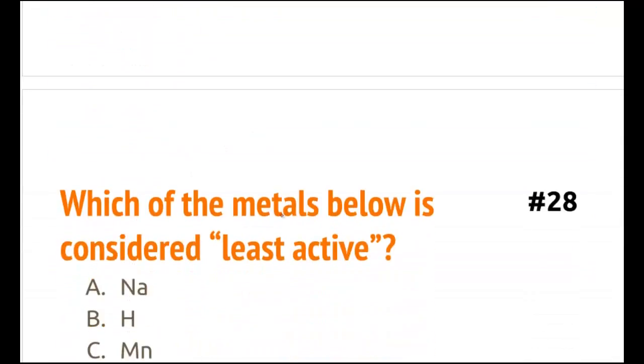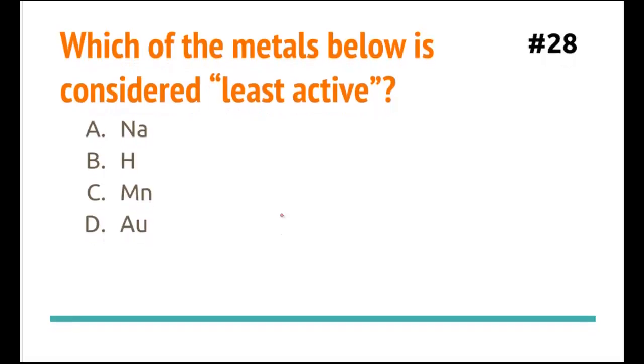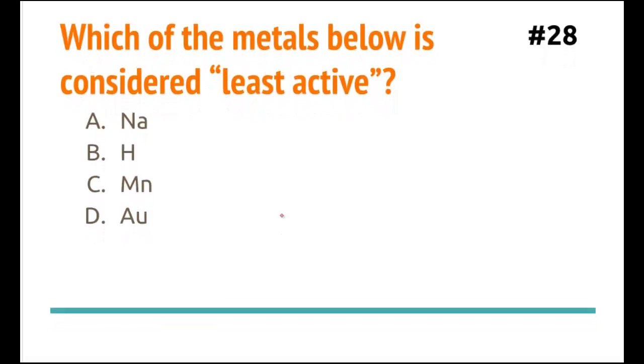Okay. Final question, 28. Which of the metals below is considered least active? That means go to my activity series and find the one that's lowest on the list. Okay. The very, very bottom are the precious metals, including gold. Gold is near the bottom of every activity series, no matter what source you use, along with platinum, silver, copper. Some of those rare metals that we know are very valuable. Those tend to be the least active because they're stable and they last for many, many years.